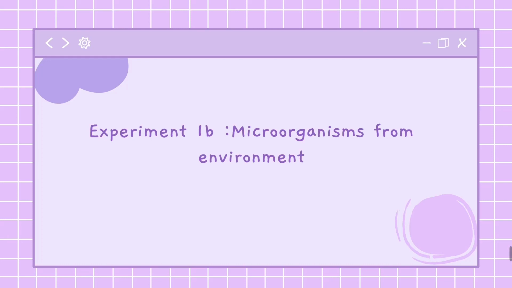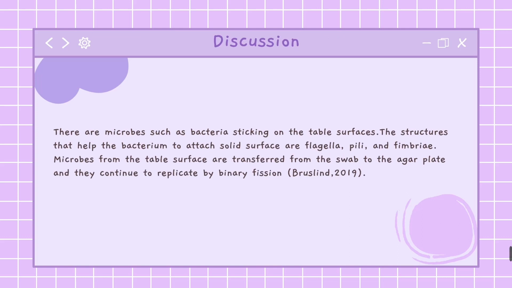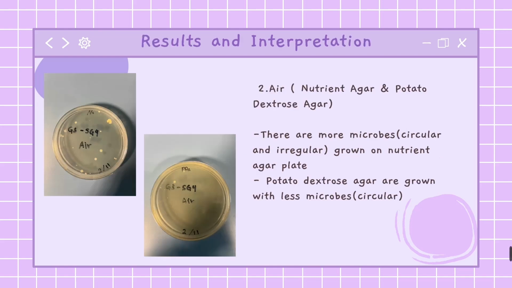Experiment 1B, Microorganisms from Environment. The first part is to swab the table surface and brush it on nutrient agar plates. Results: the agar surface that is brushed by the swab is grown with microbial colonies. Discussion: there are microbes such as bacteria sticking on the table surfaces. The structures that help the bacterium to attach to solid surfaces are flagella, pili, and fimbriae. Microbes from the table surface are transferred from the swab to the agar plate and they continue to replicate by binary fission.